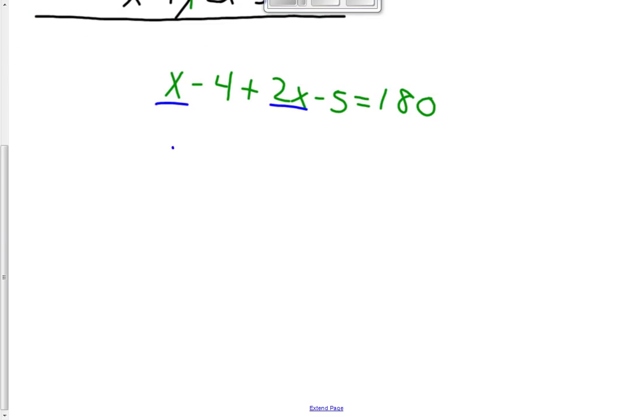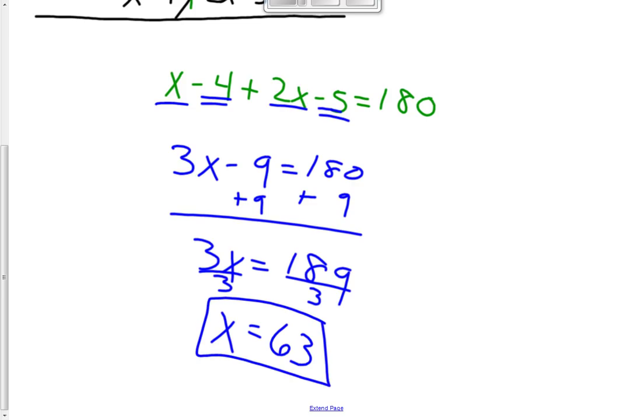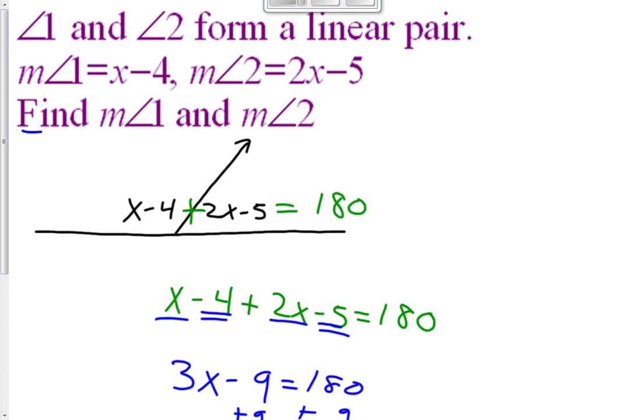1x plus 2x is 3x. A negative 4 and a negative 5 make a negative 9. That equals 180. Add 9 to both sides. 3x equals 189. Divide both sides by 3. 189 divided by 3 is 63. So we found x. x is 63, but that's not our answer. Our directions say let's find the measure of angle 1 and the measure of angle 2.